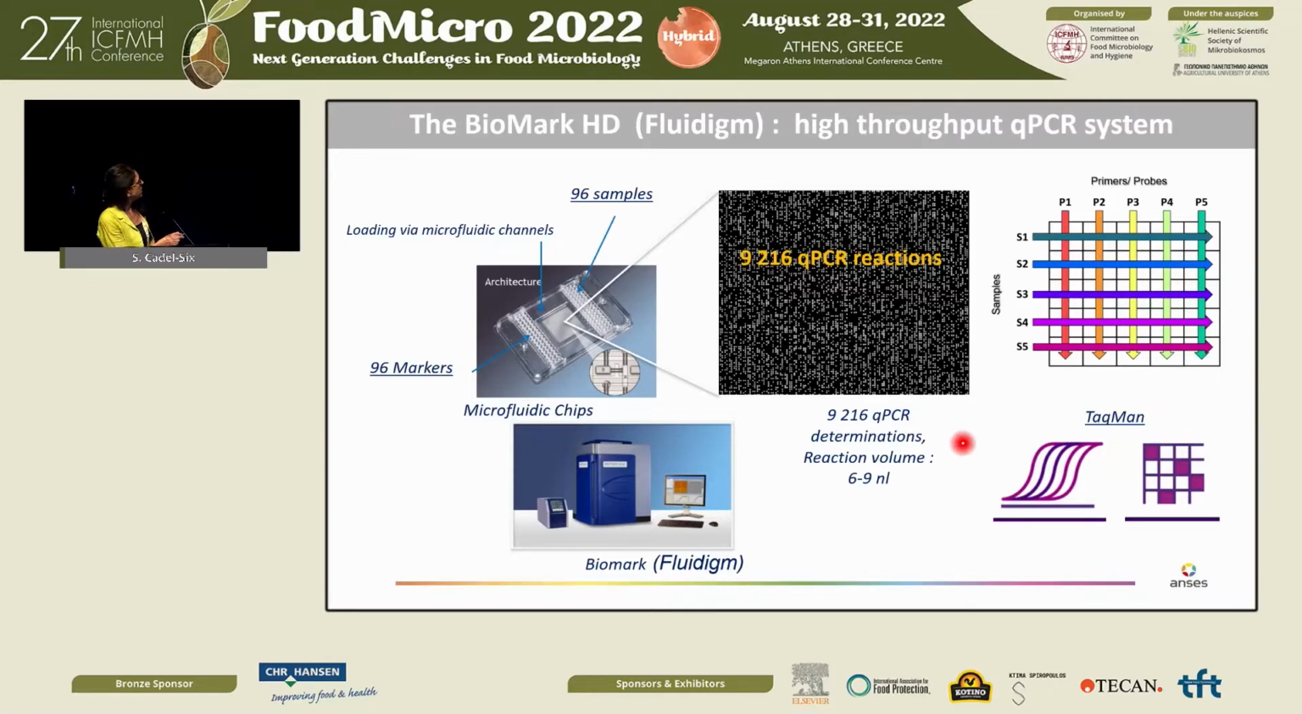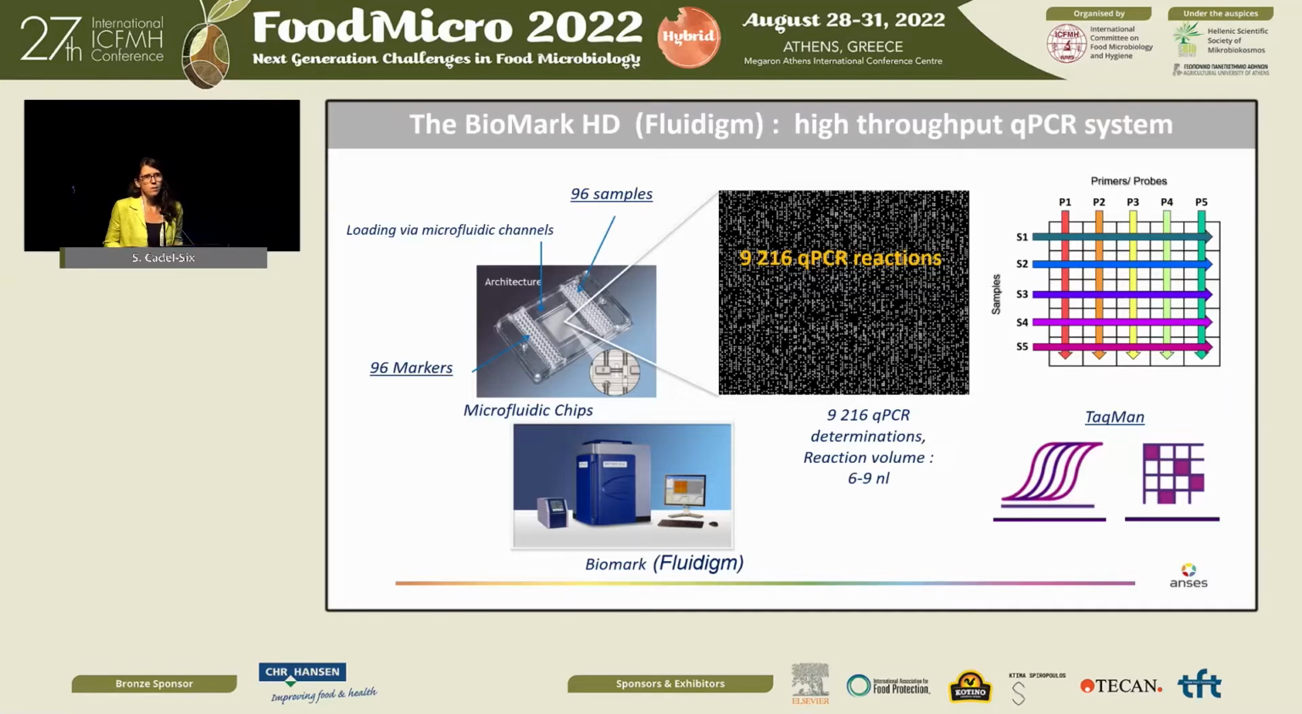As you can see here, we have a chip. We can load it with a lot of markers and a lot of samples, and all of them cross inside the chip for cross-PCR reactions. We have the results here. In one chip, we can run more than 90,000 PCR reactions. Every point here is a PCR reaction. So you see how powerful this system is. And just to give you an idea, in the genomic platform of ANSES, we are able to run 1 million PCR data points per year.